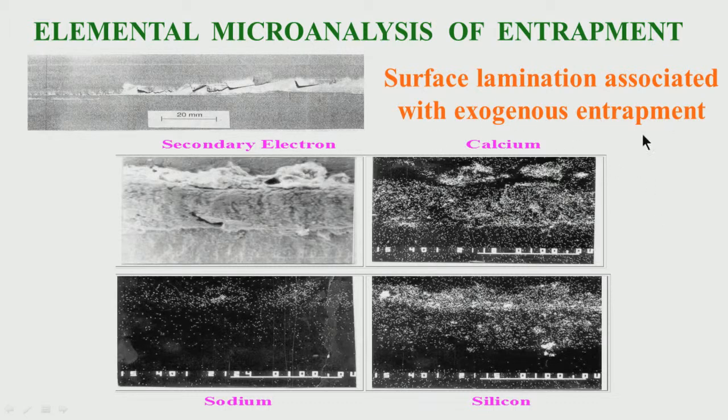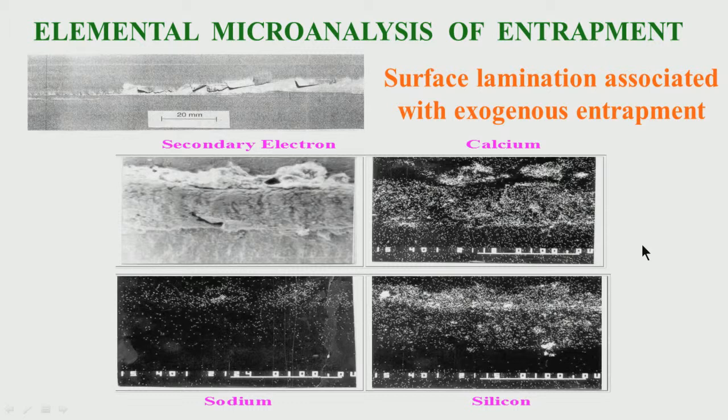So, exogenous entrapment of mold powder. Why mold powder? Because sodium is present. Had there been just calcium... here you see calcium is present, silicon is present, sodium is also present. If you take fluorine analysis, you will find that fluorine is also present, aluminum also will be present. So, you can make out from the exogenous entrapment what the source is. So, mold powder entrapment has caused this formation of this lamination. So, you can know whether it is entrapment, what the type of entrapment is, what the source of entrapment is.